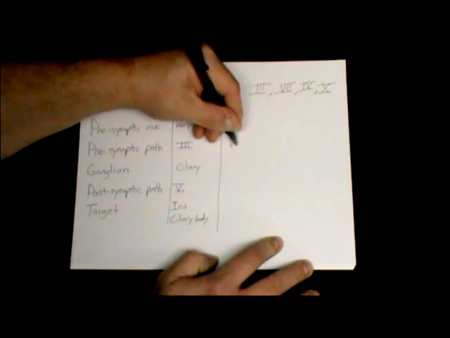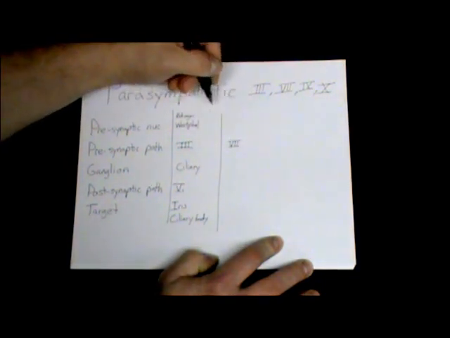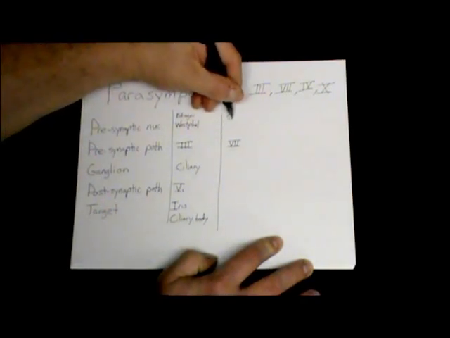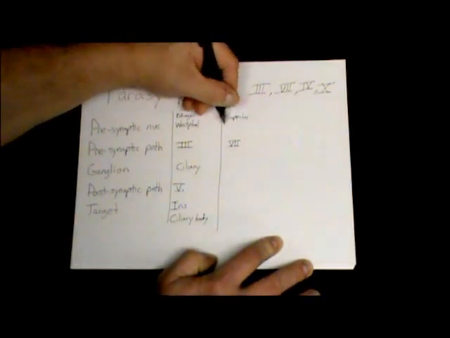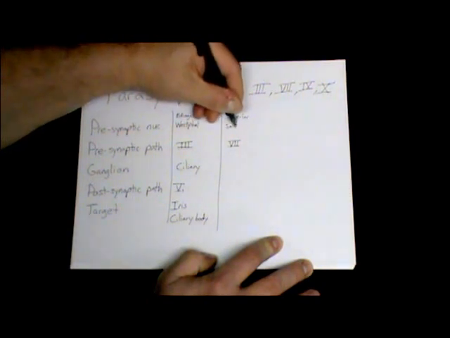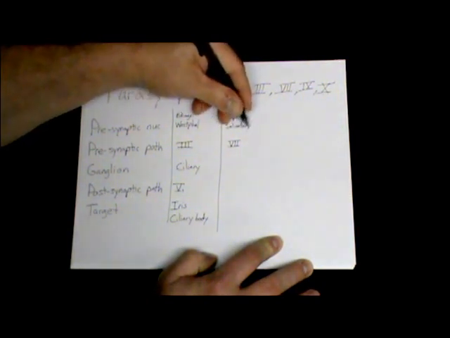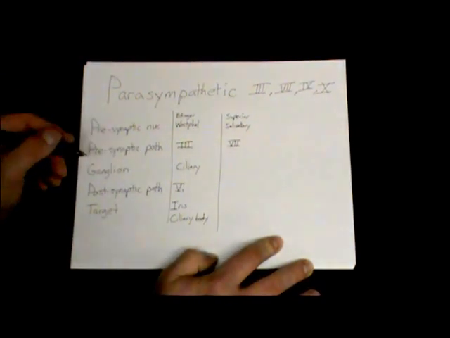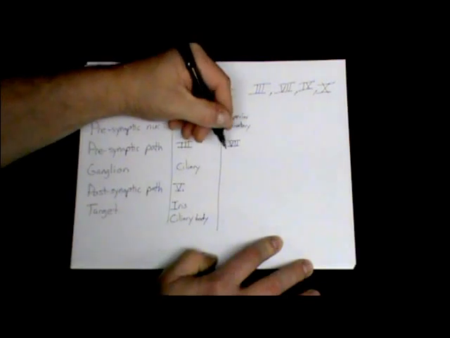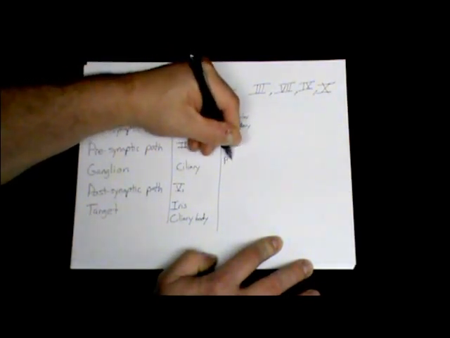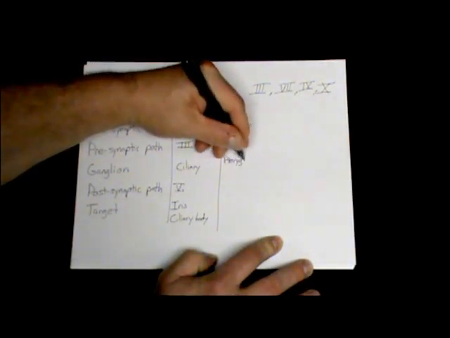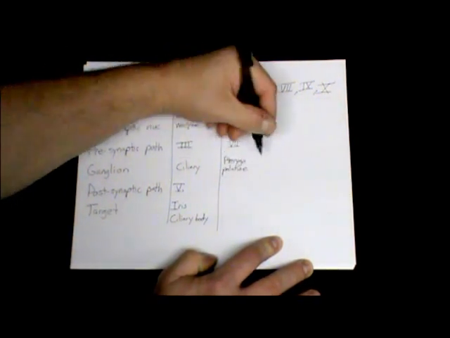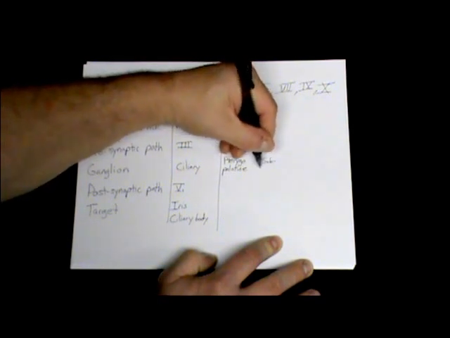And 7 is interesting in a couple ways. First off, it gets its presynaptic axons from the superior salivatory nucleus, which gives you some indication of what's going to be happening when this gets to its final target. And 7's interesting in the sense that it has 2 ganglia that receive those axons. The first is the pterygopalatine, and the second is the submandibular.